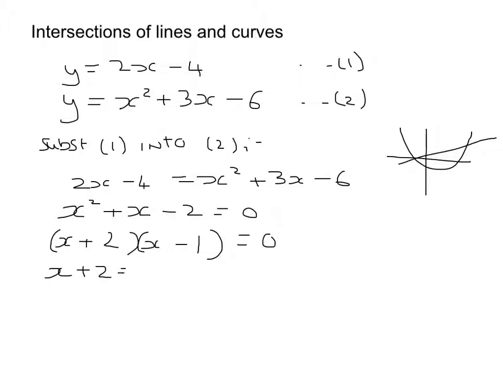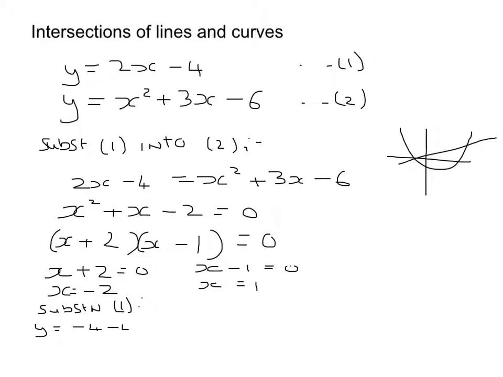So x plus 2 equals 0, so x equals negative 2. Or x minus 1 equals 0, so x equals 1. This, however, only gives us the x coordinate, so we need to find the y coordinate. To do that, we'll substitute into equation 1. Now if x is negative 2, y is going to be 2 times negative 2, which is negative 4 minus 4. So y is going to be negative 8.